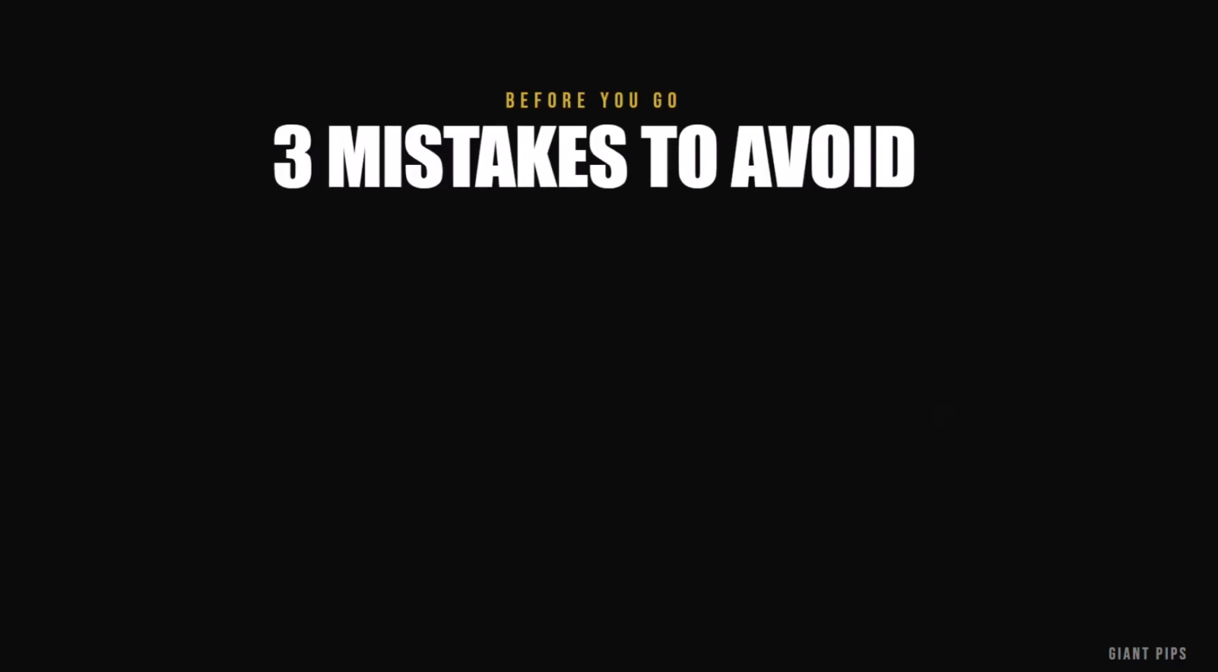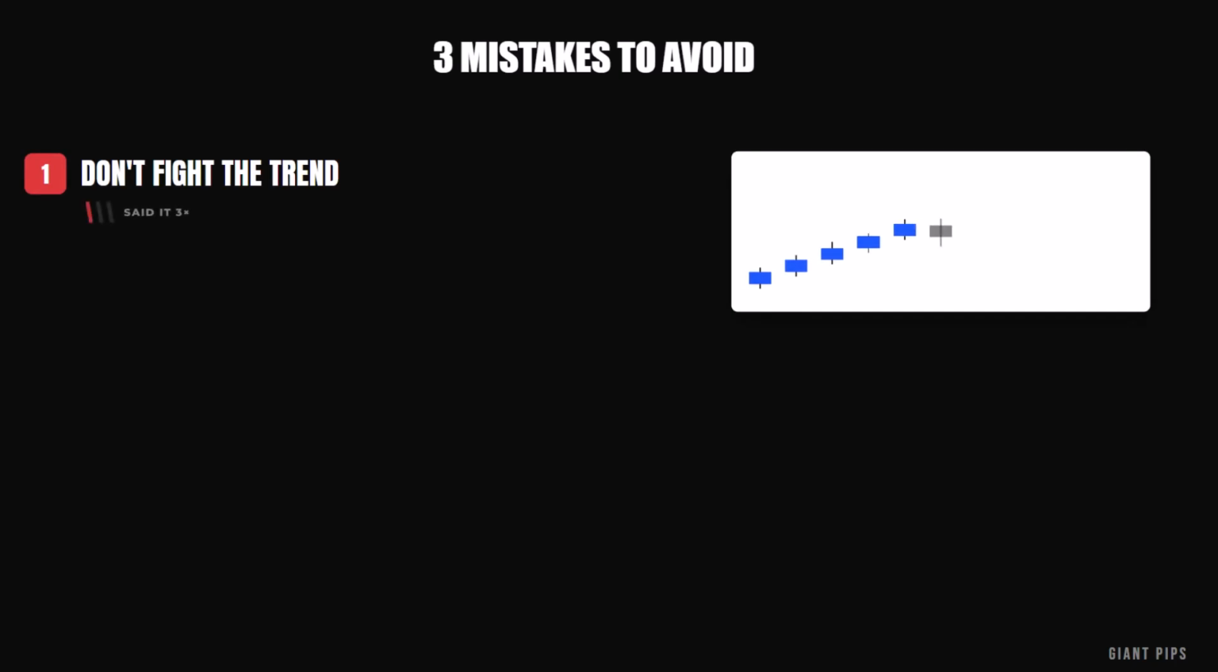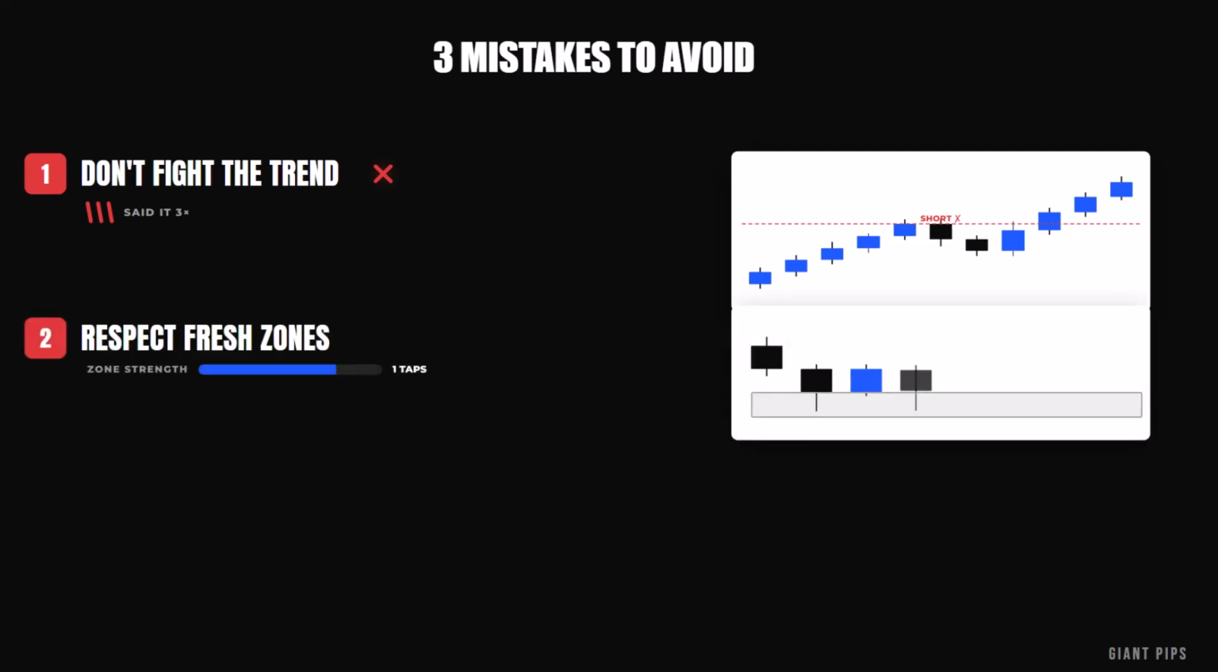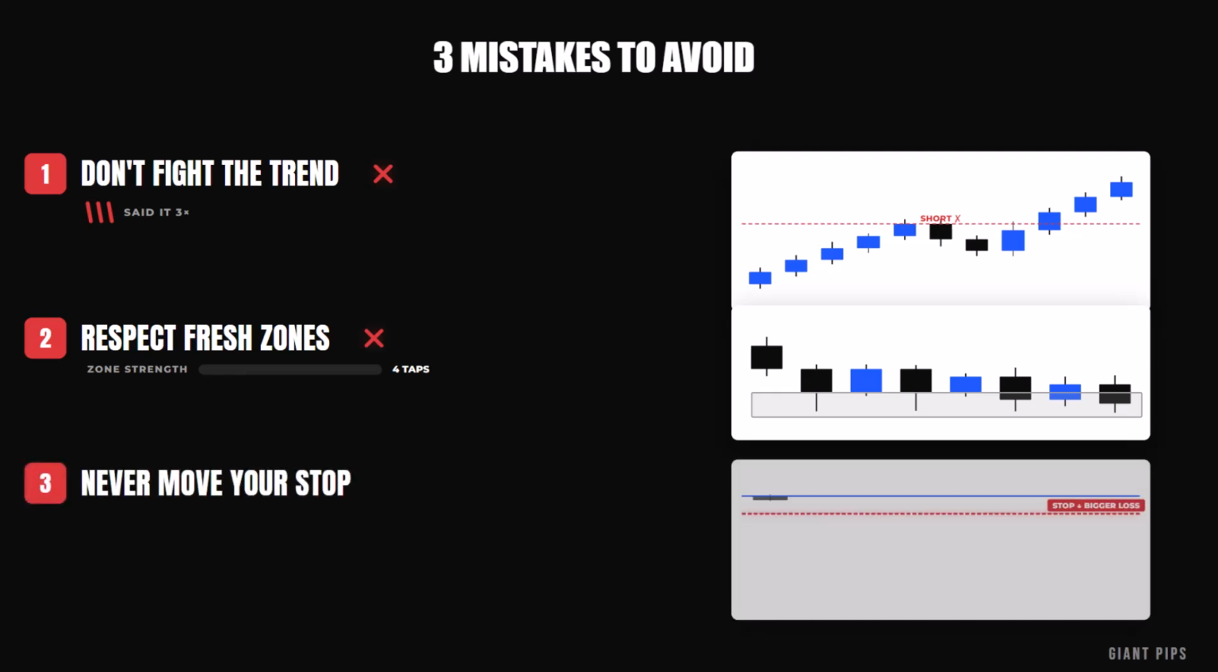And before I let you go, 3 mistakes I need you to avoid. Number 1, don't trade against the trend. Yes, I've now said it 3 separate times, and that's exactly how important it is. Number 2, don't keep hammering the same zone after it's already been tapped a few times. Respect fresh zones. And number 3, never ever move your stop loss further away just because price is going against you. If the level fails, take the small loss and move on.